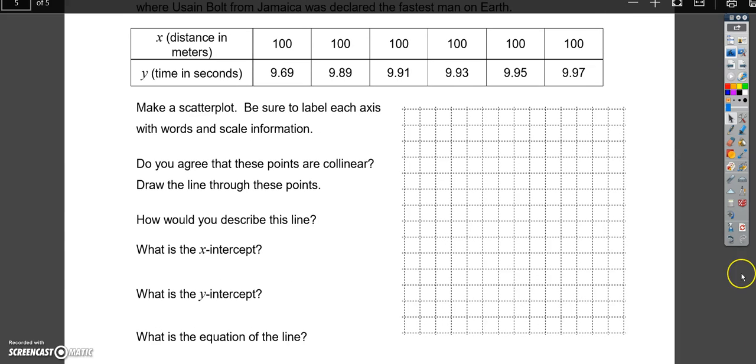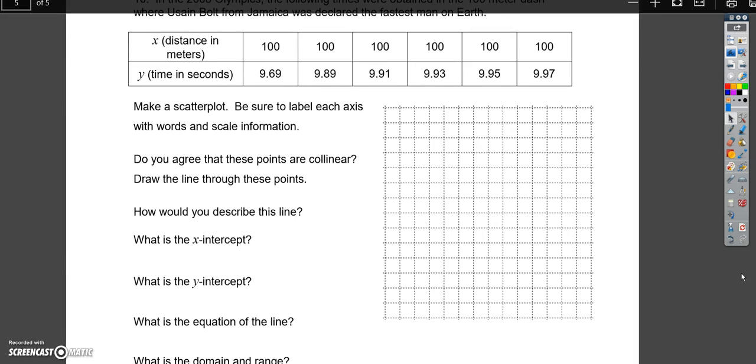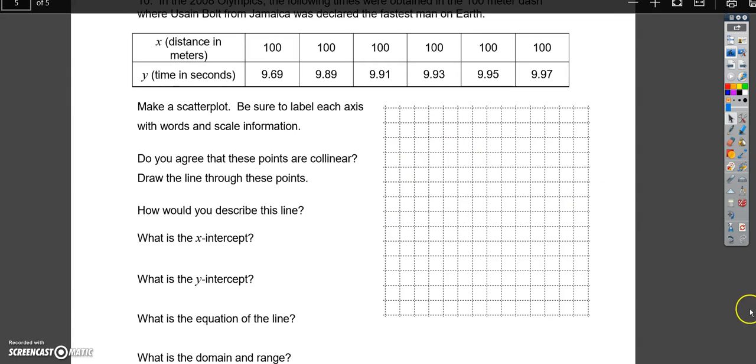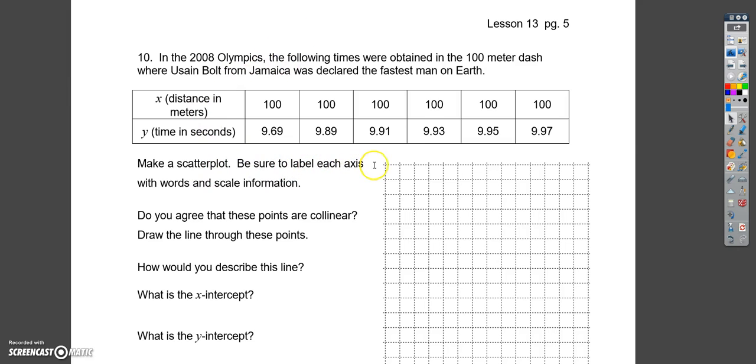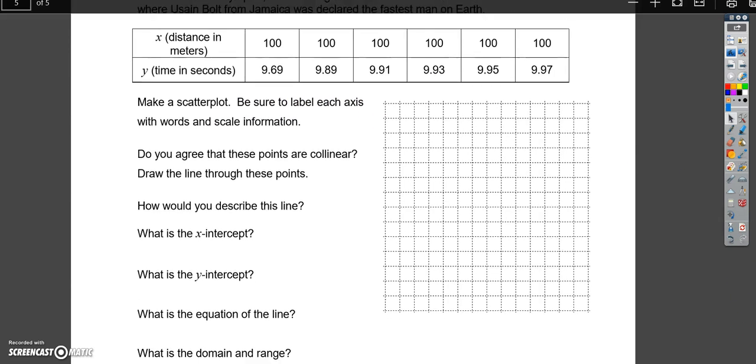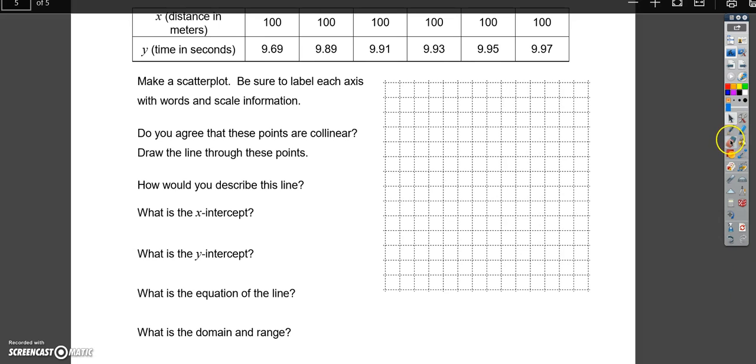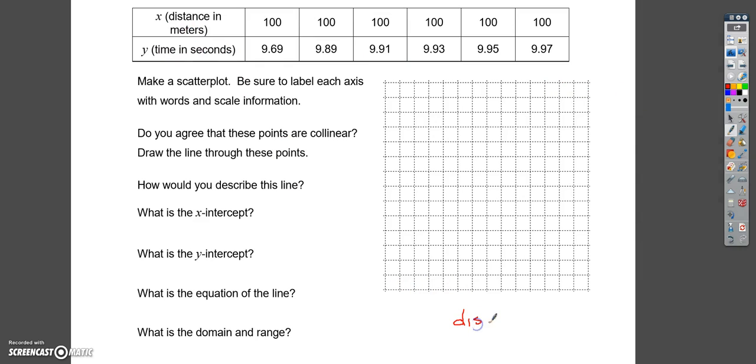Alright, this one we make a scatter plot. Be sure to label each axis. So we're going to put distance in meters and time in seconds.